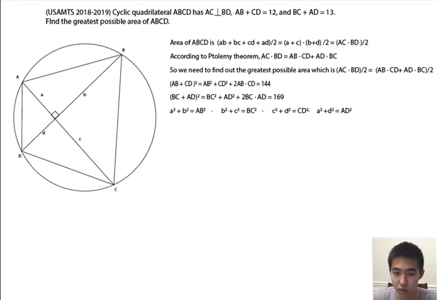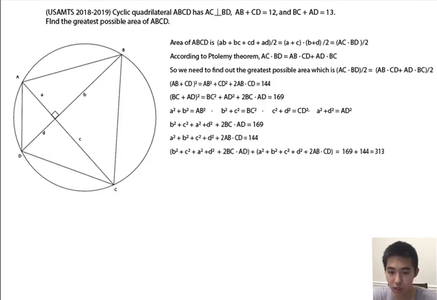So if we plug this into the previous two equations that we have, then we have b squared plus c squared plus a squared plus d squared plus 2 times BC times AD is equal to 169, and a squared plus b squared plus c squared plus d squared plus 2 times AB times CD is equal to 144. So adding these two equations, we would get that 2 times (a squared plus b squared plus c squared plus d squared) plus 2 times (AB times CD plus AD times BC) is equal to 313.